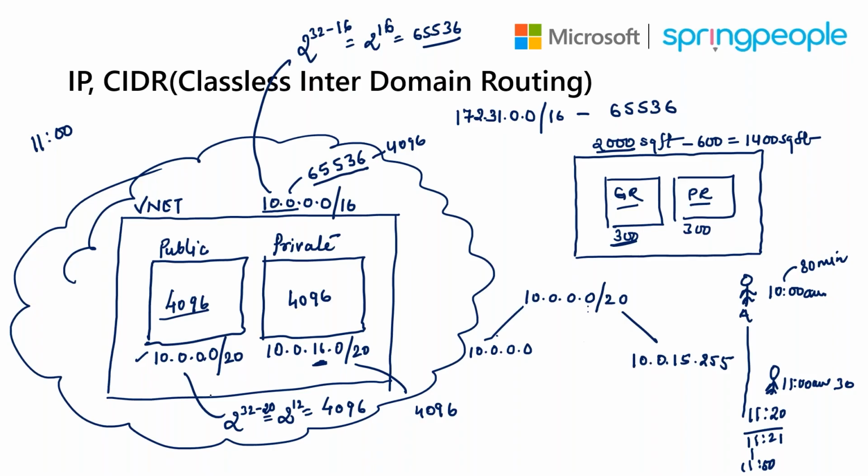So one octet has how many IPs? 256 IPs. Divide by 256. What are you getting? 16. It's starting from 16. So it will start from 10.0.16.0 and it will go till 10.0.31.255, because 10.0 will not change. I cannot teach you better than this. This is my limitation of teaching.